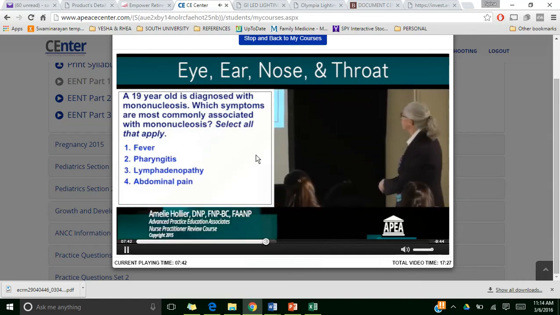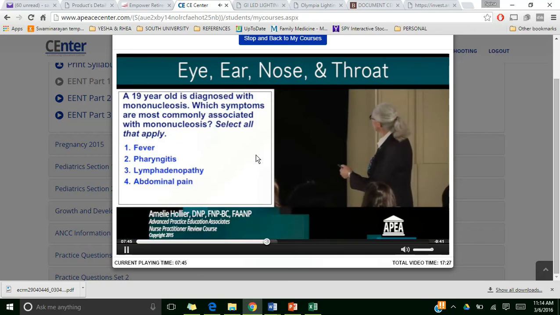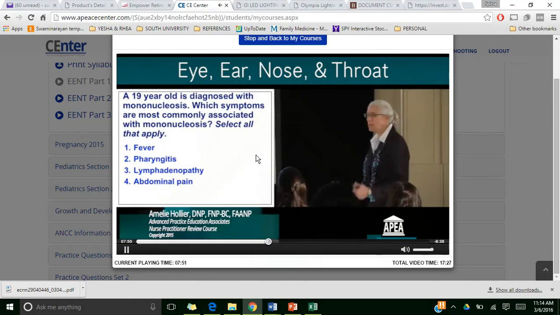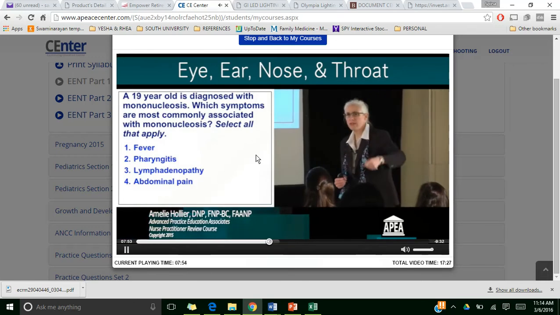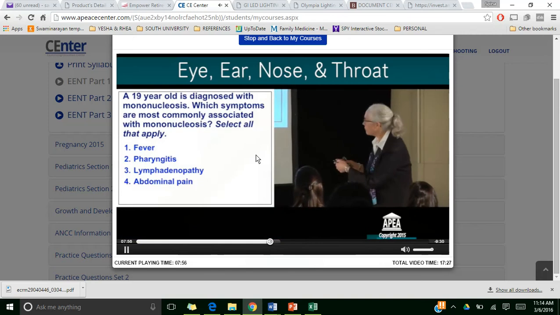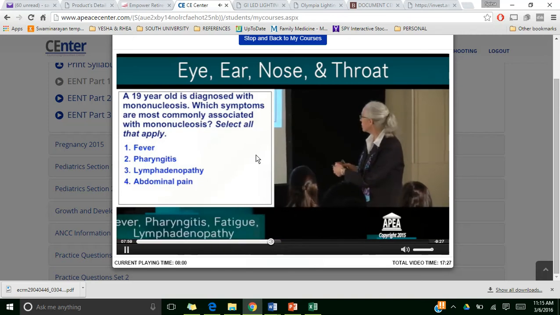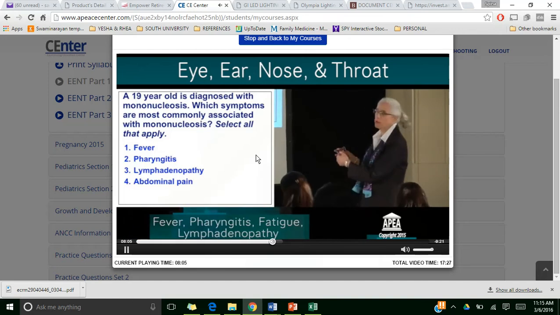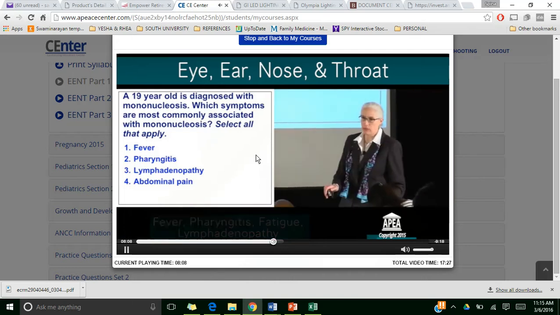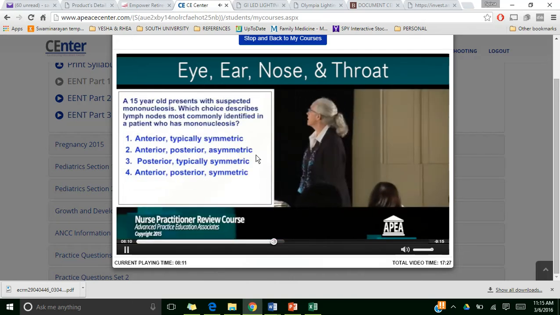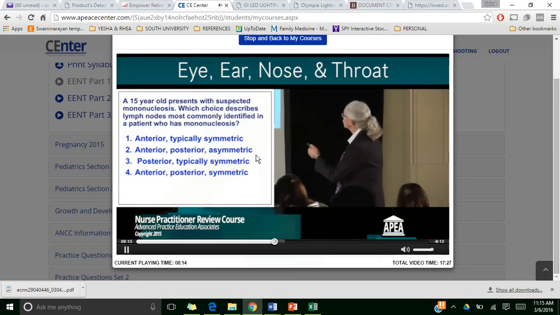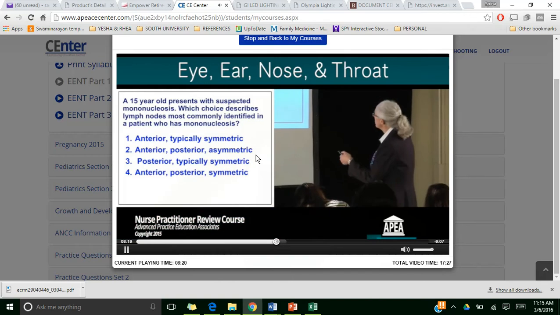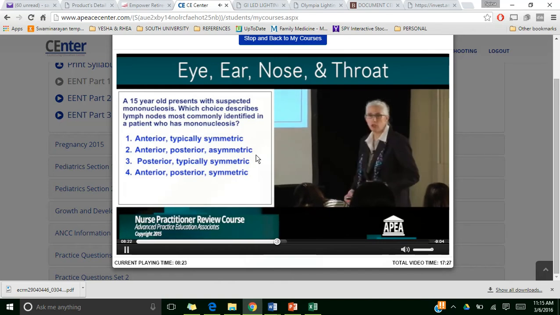Look at the age of this adolescent. A 15-year-old presents with suspected mono. Which choice describes lymph nodes most commonly identified in a patient who has mono? Okay, wait, hold on. The lymph nodes in a patient with strep are where? Typically anterior cervical. The nodes that we typically see in a patient with mono, would you say that they're posterior? You should. And typically they are symmetrical. You got it? So they'll be both chains in the posterior cervical area. Not a single node, not one chain, but typically symmetrical and posterior. That's the most common thing we see with mono.